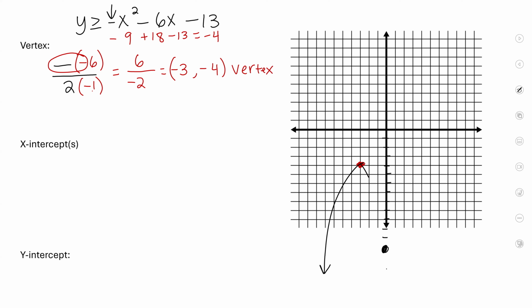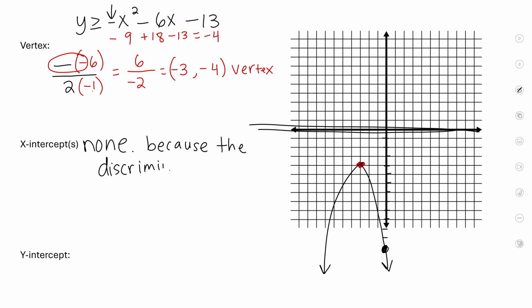Do I have any x-intercepts? No, because it's facing down. It's not going to cross this. So there's no x-intercepts. I'm going to put none. And I'm going to say because, can you guys give me a reason why? Exactly, because the discriminant is negative. That's why we won't have any x-intercepts. Remember, the discriminant is b squared minus 4ac. So that will be negative. We know the y-intercept is 0, -13. Okay, so this is what my graph looks like.